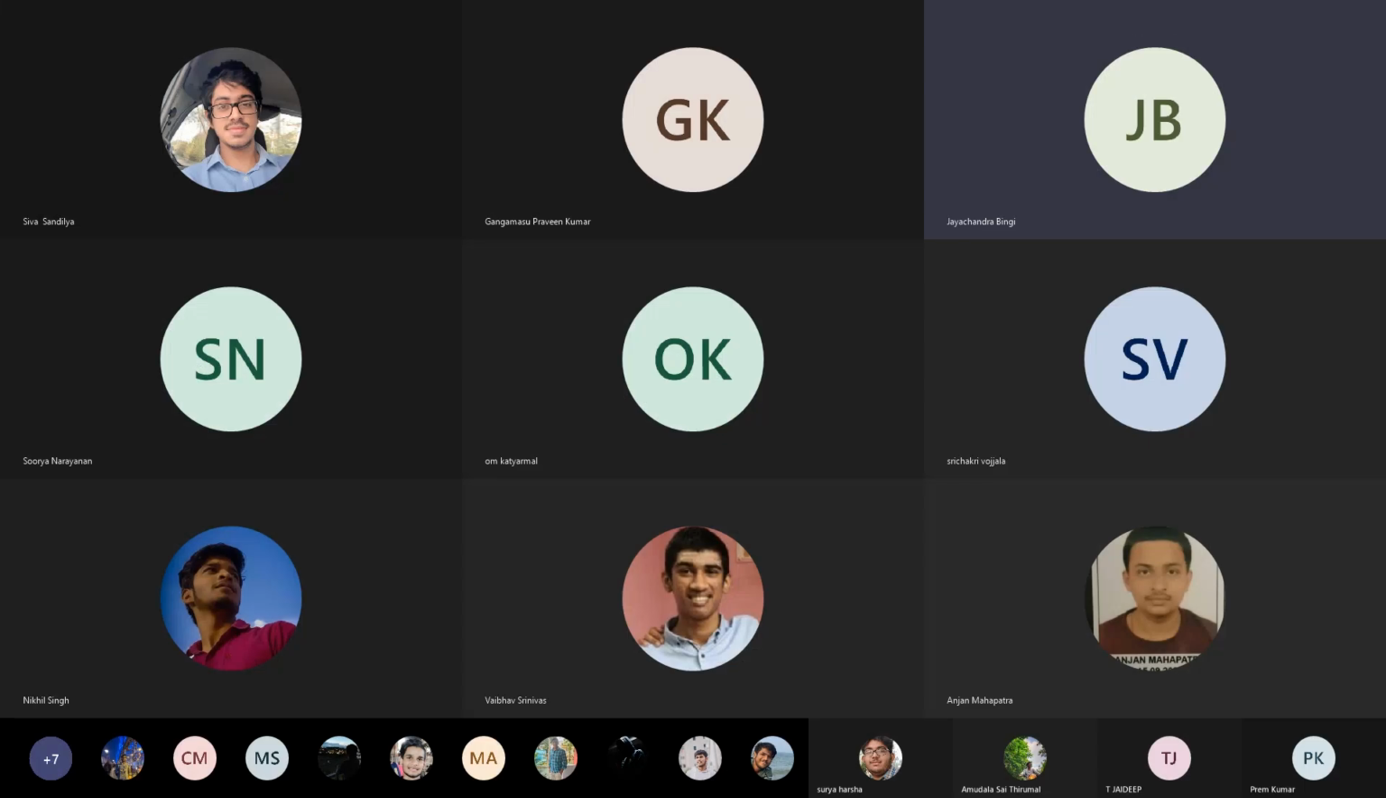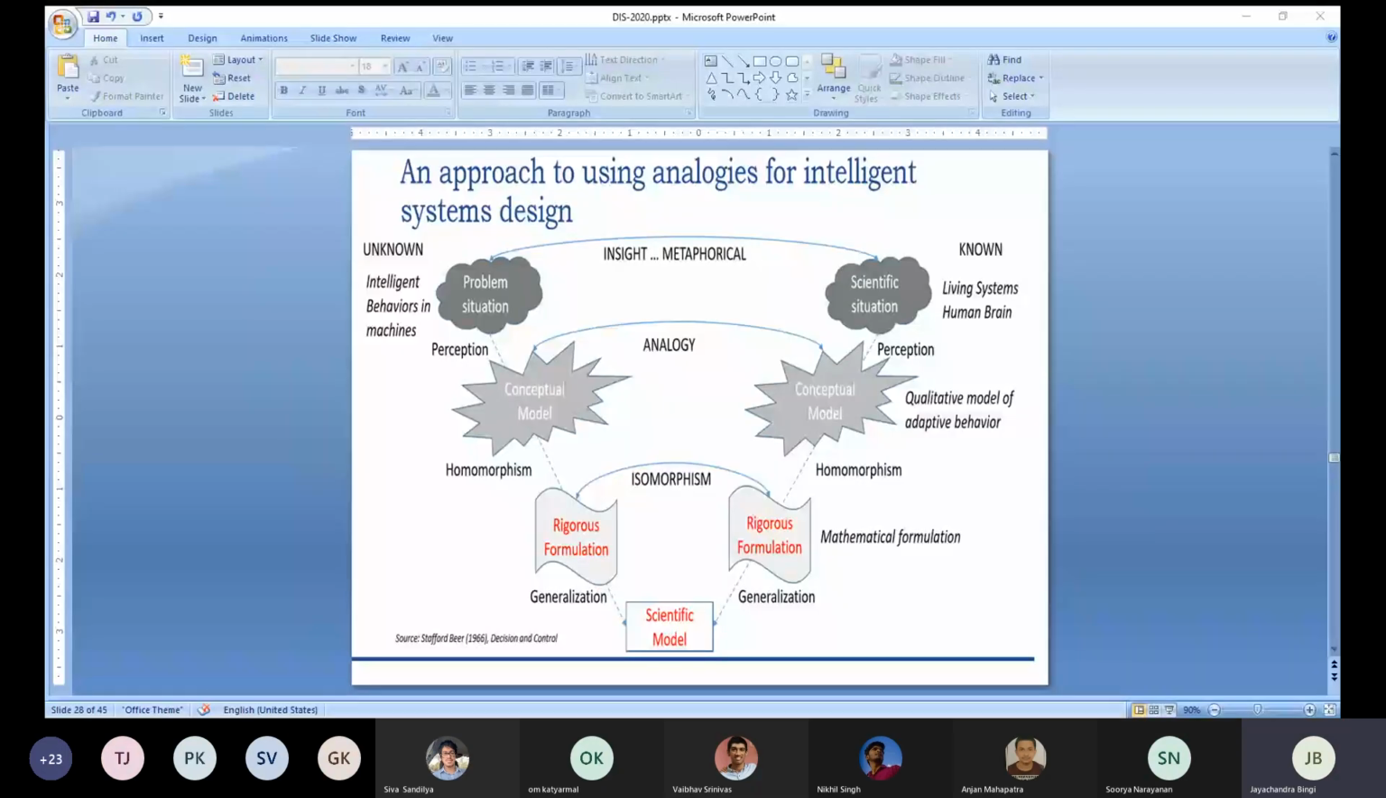Am I right? First of all, you have to observe one living system. Example, human brain I gave here. So you have to observe one living system. Why living system? Because we have been discussing the intelligence behavior, which you generally find in nature. Not only human beings, but also other animals, other species also. They exhibit intelligent behavior.